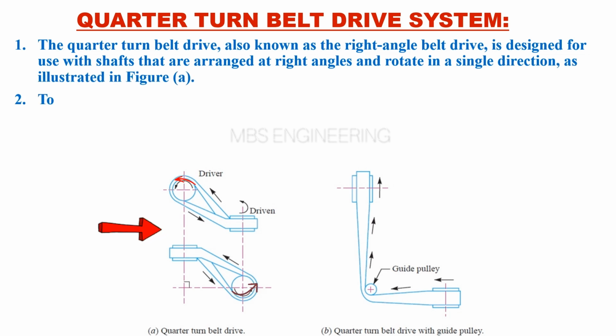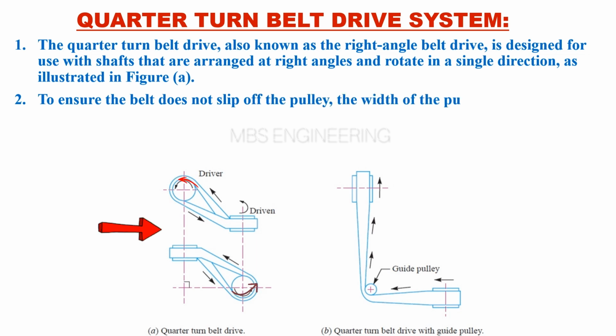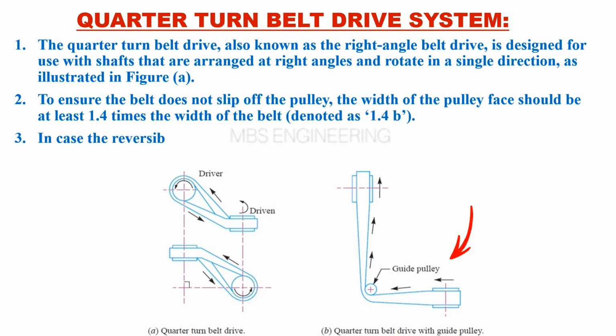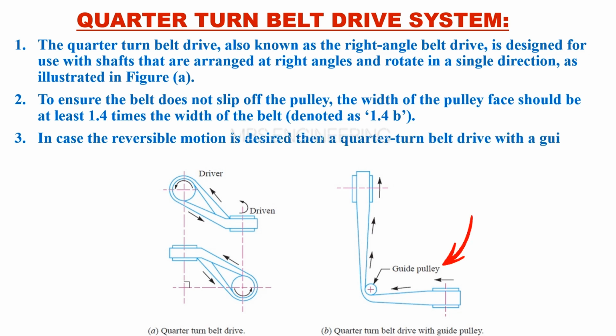To ensure the belt does not slip off the pulley, the width of the pulley face should be at least 1.4 times the width of the belt, denoted as 1.4b. In case reversible motion is desired, then a quarter turn belt drive with a guide pulley, as shown in figure B, can be employed.